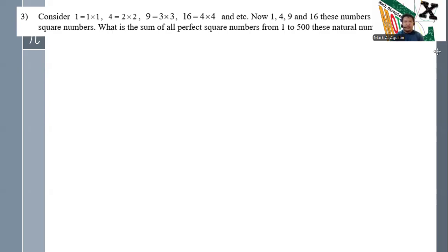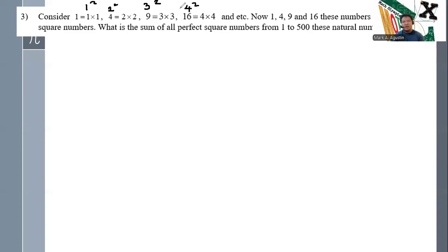Now, 1, 4, 9, 16, these numbers are what we call perfect square numbers. That's why your 1 is like 1 squared, your 4 is 2 squared, your 9 is 3 squared, your 16 is 4 squared. Because when you square a number, it means you multiply it by itself twice.